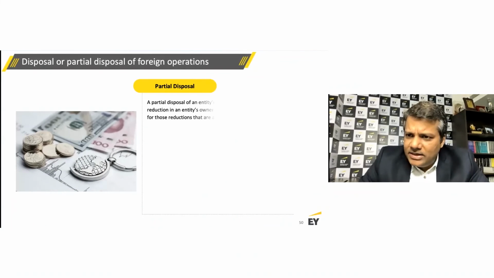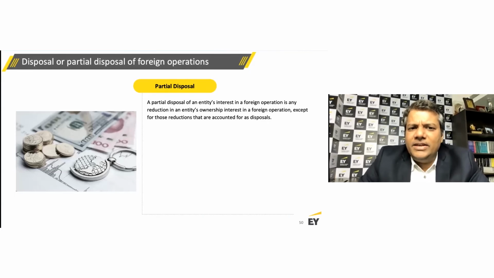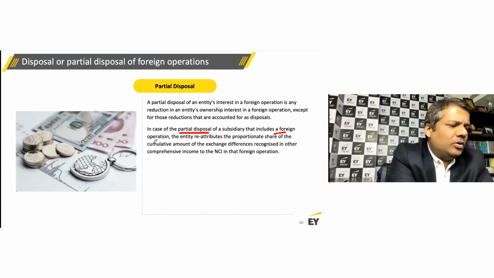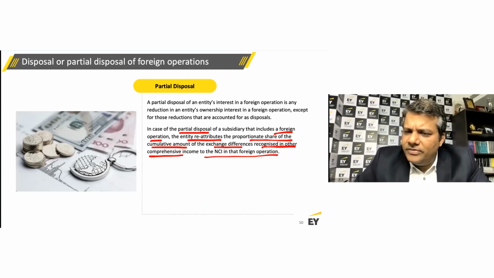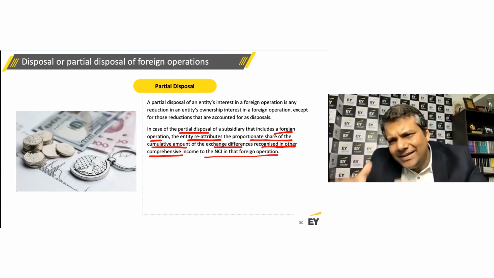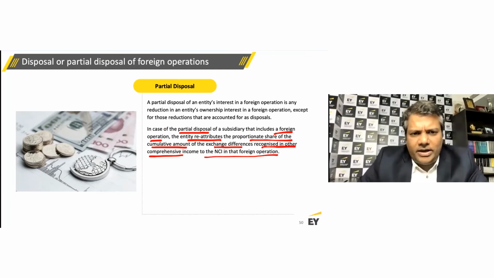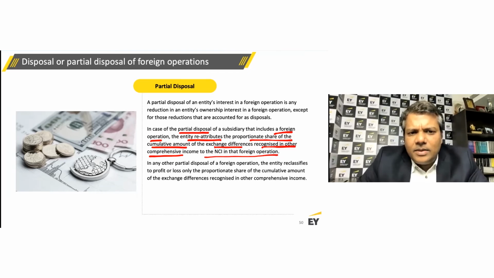Now, a partial disposal of an entity's interest in a foreign operation is any reduction in an entity's ownership interest in a foreign operation, except for those reductions that are accounted for as disposal. In case of a partial disposal that includes a foreign operation, the entity reattributes a proportionate share of the cumulative amount of the exchange differences recognized in other comprehensive income to the NCI in the foreign operation. If there is a partial disposal of my interest in the subsidiary and I still retain the control, then I will reallocate the FCTR as well to the non-controlling interest.